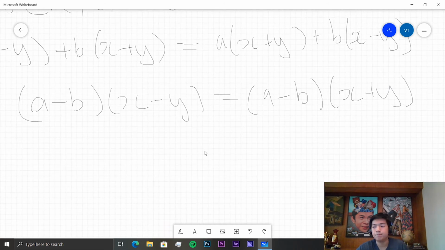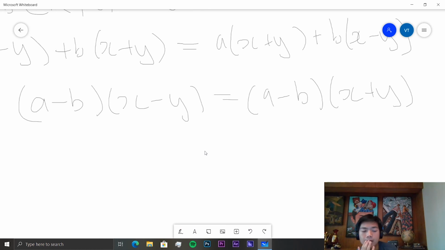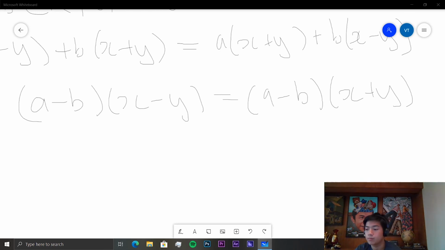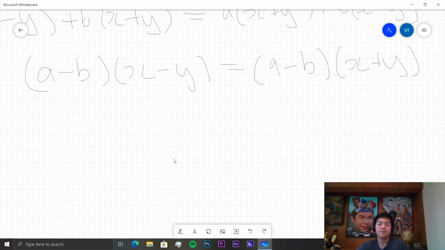So a and b are not equal to 0. So where do we go from here? I'm just wondering, because I think this might be a bit more complicated than it looks.